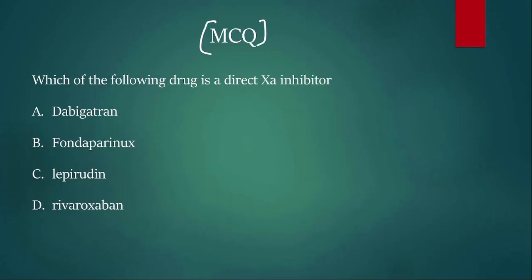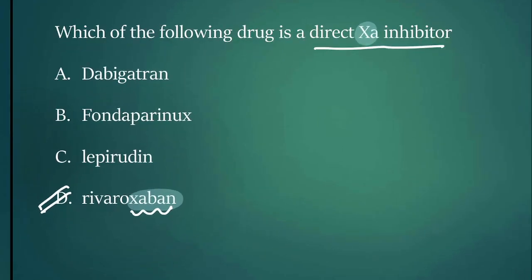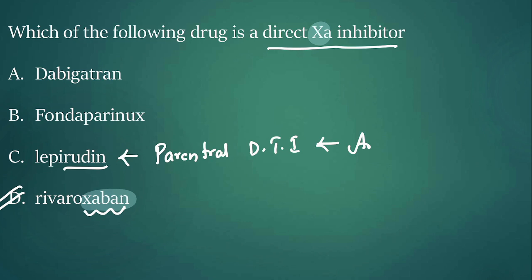Coming to the next MCQ, which of the following drugs is a direct Xa inhibitor? Please understand direct Xa. The names end with xaban. Any drug name ending with xaban, rivaroxaban, apixaban, betrixaban, edoxaban, they are all direct Xa inhibitors. Any drug name ending with rudin, these are parenteral direct thrombin inhibitors, like lepirudin, desirudin. But there is another drug which doesn't end like that. The name is argatroban. Dabigatran is also a direct thrombin inhibitor, but the drug is given orally.